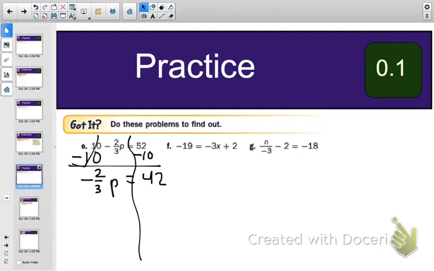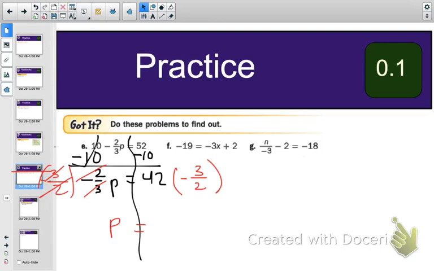equals 42. So then to get rid of the negative 2/3, I'm going to multiply by its reciprocal because it's a fraction. I'm going to flip that and multiply by negative 3/2. So I'm going to multiply this side by negative 3/2. This will cancel the fraction out. I'm left with P over here.